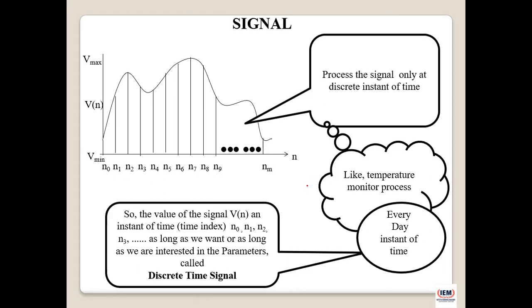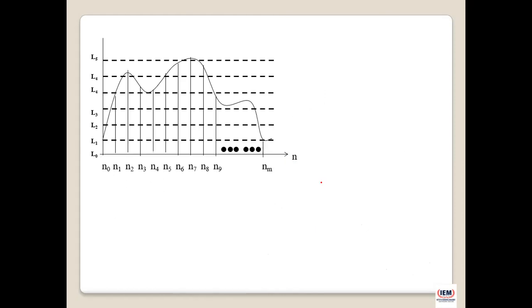So this n is the time index. In the DSP lab, you already practiced some basic signal generation. We consider the time index as n0, n1, n2, n3 up to nn, as long as we want, because this is a man-made signal. That type of signal we call a discrete time signal.